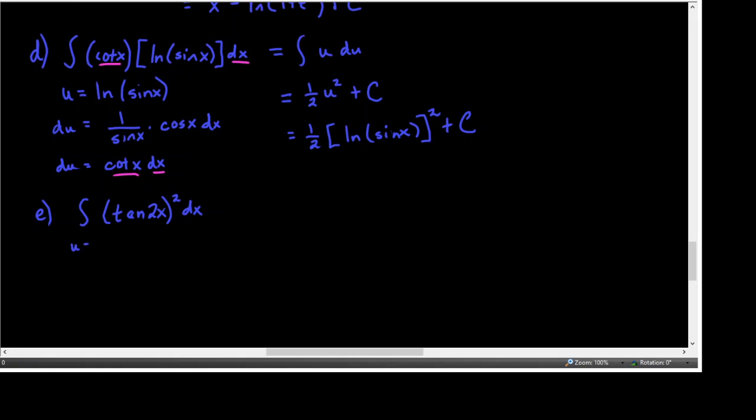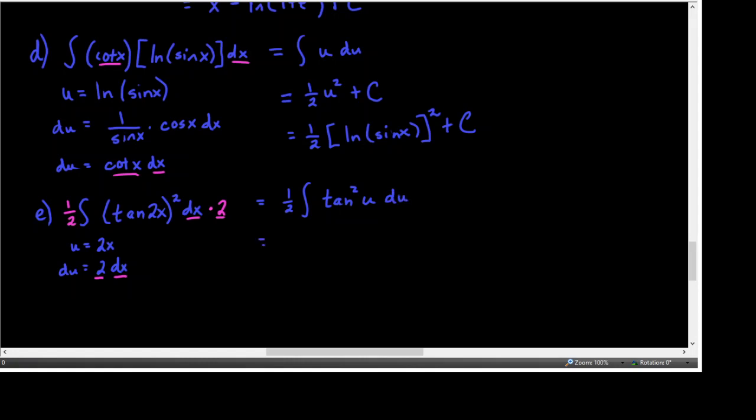And so one thing I can do is let u equal 2x, which means du is 2 times dx. Of course, I have the dx already. I'm missing the 2. So I'm going to multiply inside by 2. But in order to do that, at the same time, I have to multiply outside by 1/2. So this is 1/2 of the integral of tangent squared u, and then dx and 2 become du.